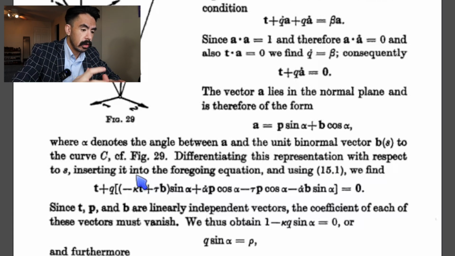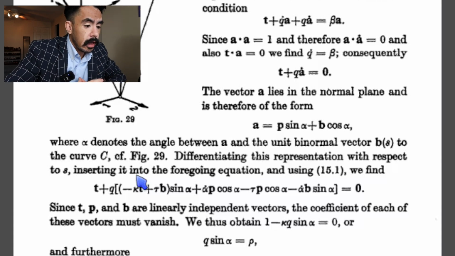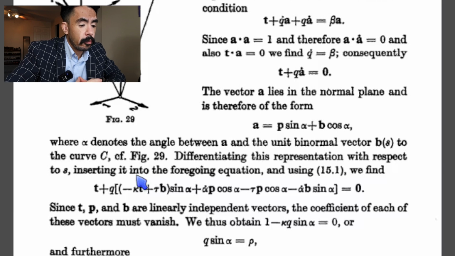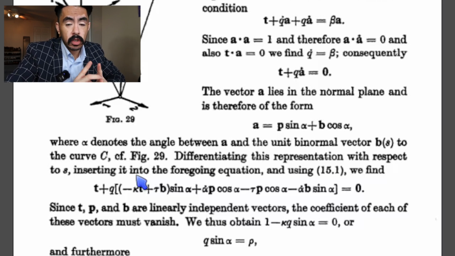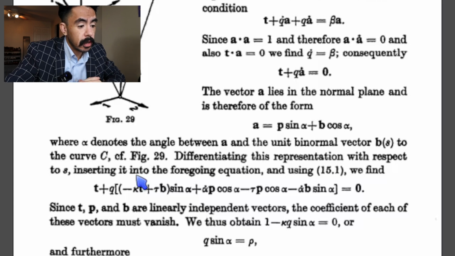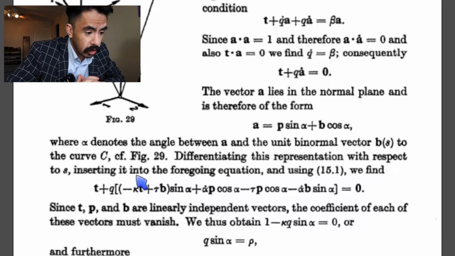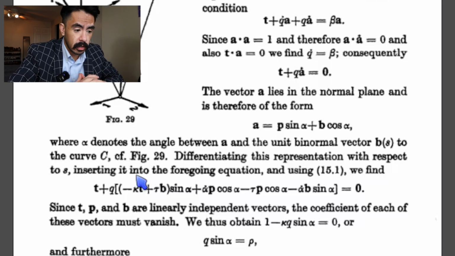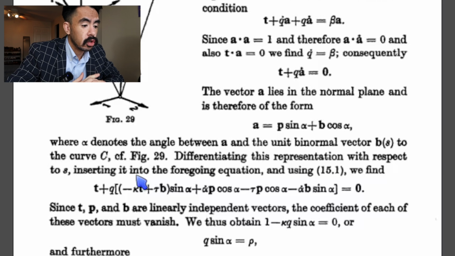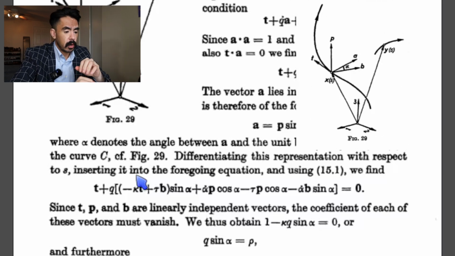Now the vector A lies in the normal plane and is therefore of the form A equals principal normal vector P times sine of alpha plus B, which is a unit binormal vector, times cosine of alpha, where alpha denotes the angle between the vector A and the unit binormal vector B in terms of arc length S to the curve C, which is shown in figure 29 right here.